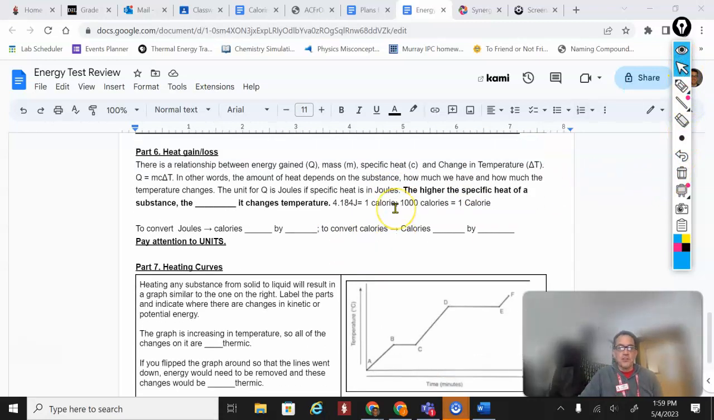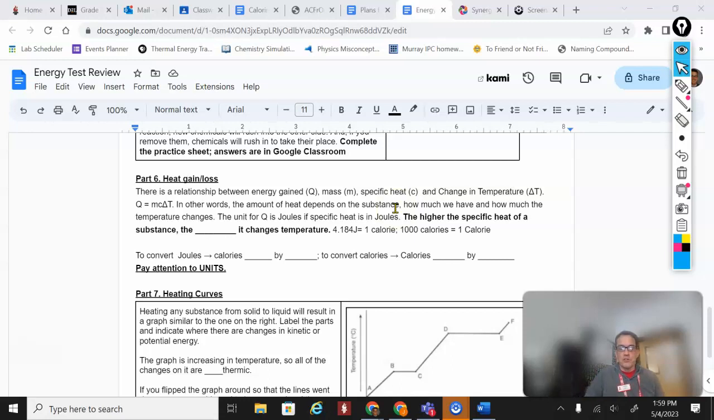On part 6, again, this is our formula, Q equals MC delta T. We've been working on this a lot. The main thing with this is making sure you know what the letters mean. Q is for energy, M is for mass, specific heat is C, and a change in temperature is delta T. So in other words, the amount of energy that is needed to accomplish something depends on how much of it you got, what it is, and how much of a temperature change you made.